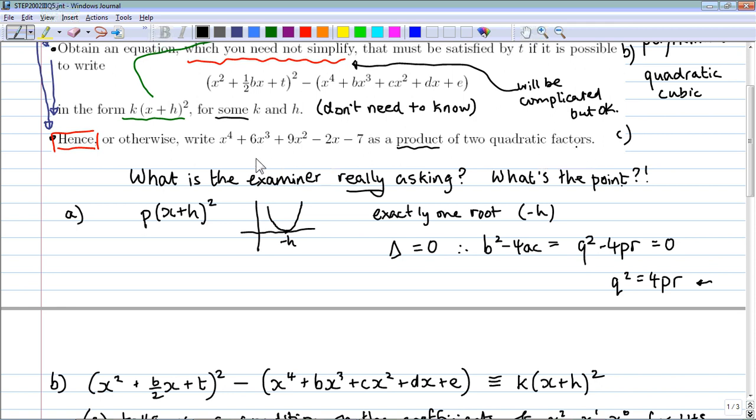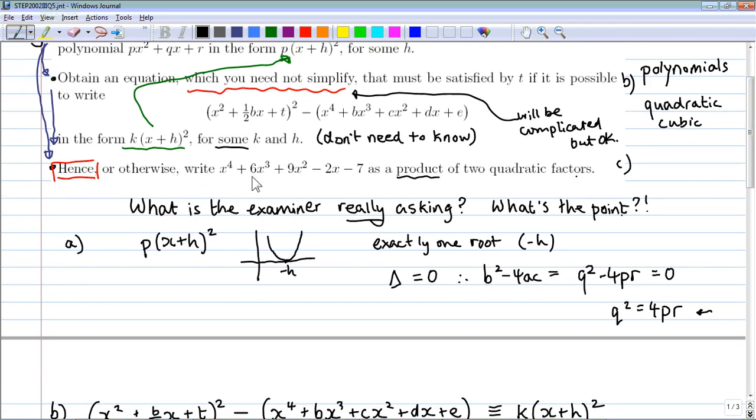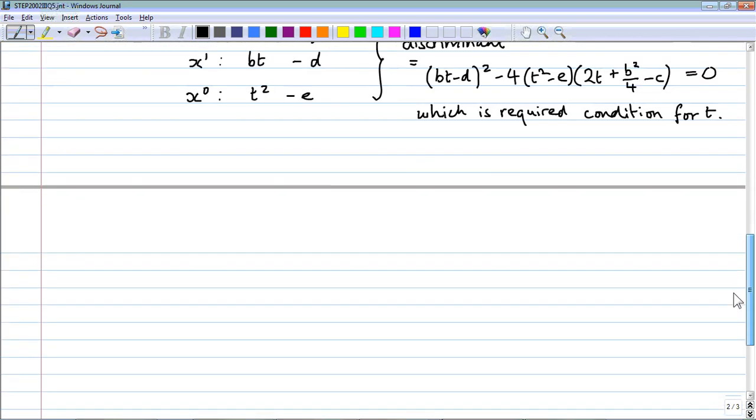Okay, so the question makes sense because a quartic polynomial, degree 4, must by definition be factorizable. Yes, as long as we include complex numbers, this is true. It must be factorizable into two quadratic factors. In fact, even without complex numbers, that's true, according to Gauss's fundamental theorem of algebra. But anyway, let's not get into the theory of polynomials. The idea is, how can we write this in the form of two quadratic factors?